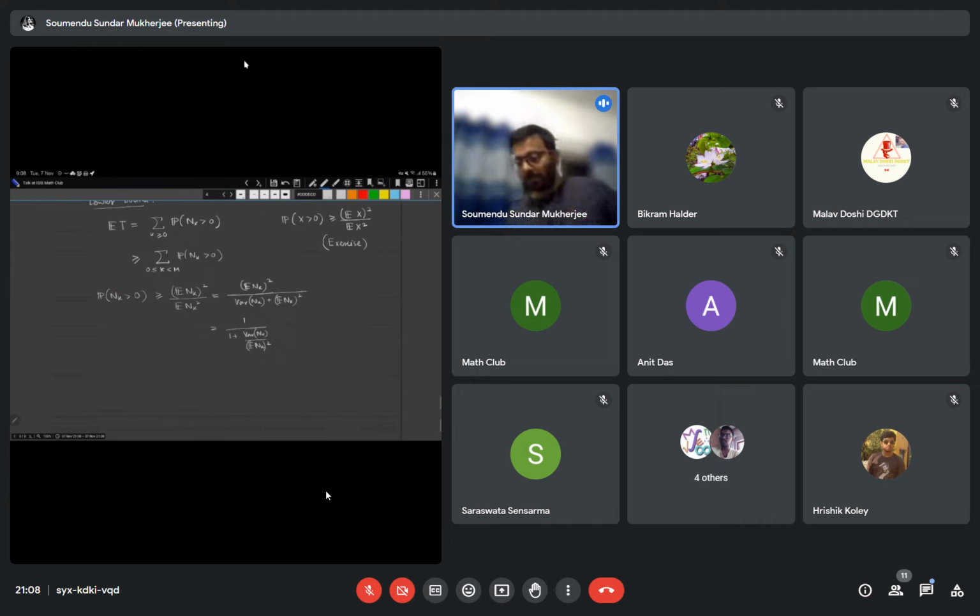Our goal is to show that the intuition is tight, so we want to show that this is actually close to 1. We need to prove a lower bound like 1 minus some small epsilon. It's like 1 over 1 plus something. If we can show that this object is small, then we have shown that the probability that N_k is bigger than 0 is close to 1. So our goal is to show that the variance of N_k is of smaller order than the expectation of N_k squared.